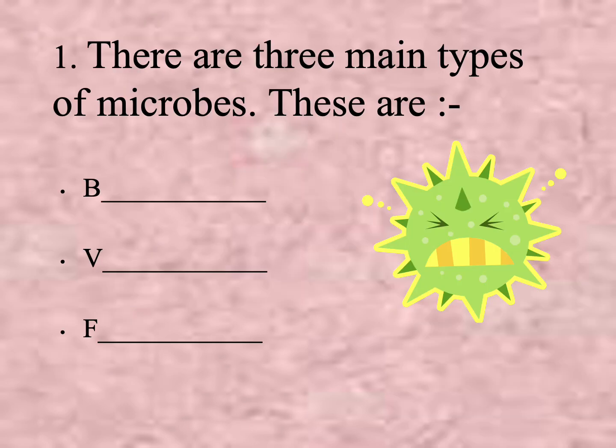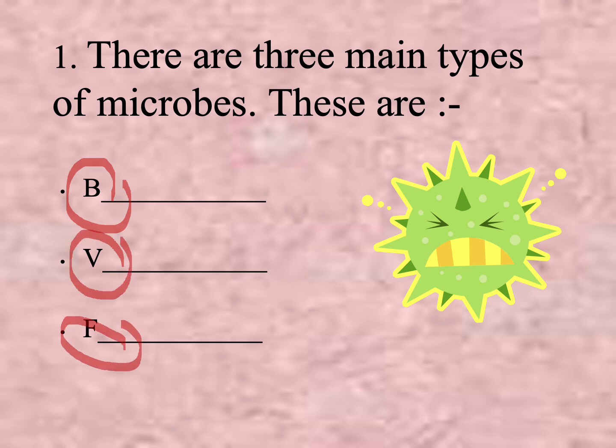Let us do some review of what we have learned. There are three main types of microbes. These are, can you guess this one? B for what? V for and the F for? Good. Bacteria, virus and fungus.